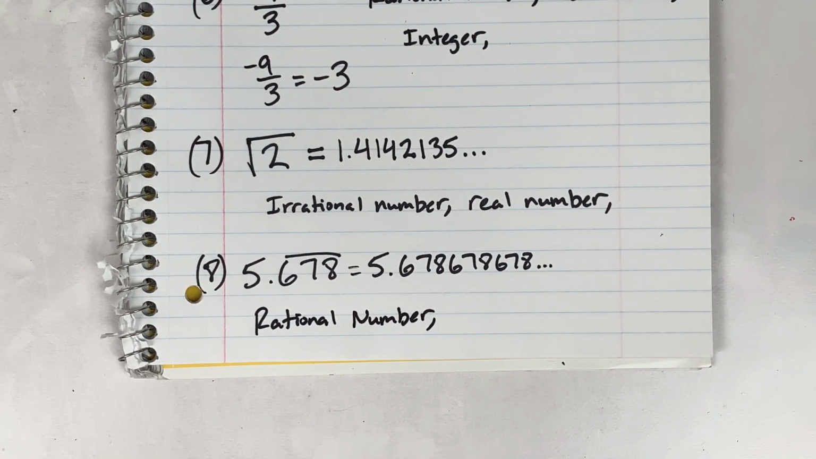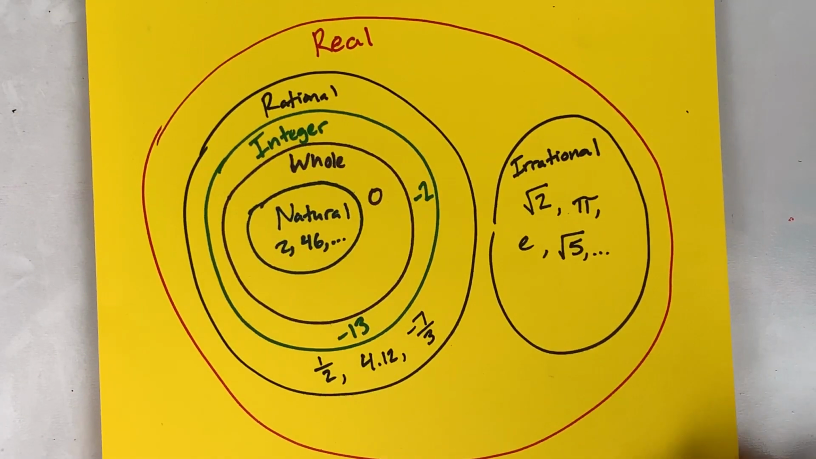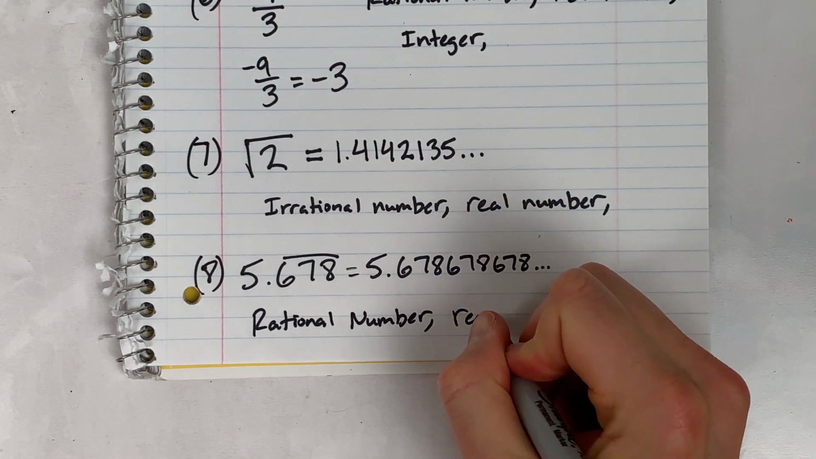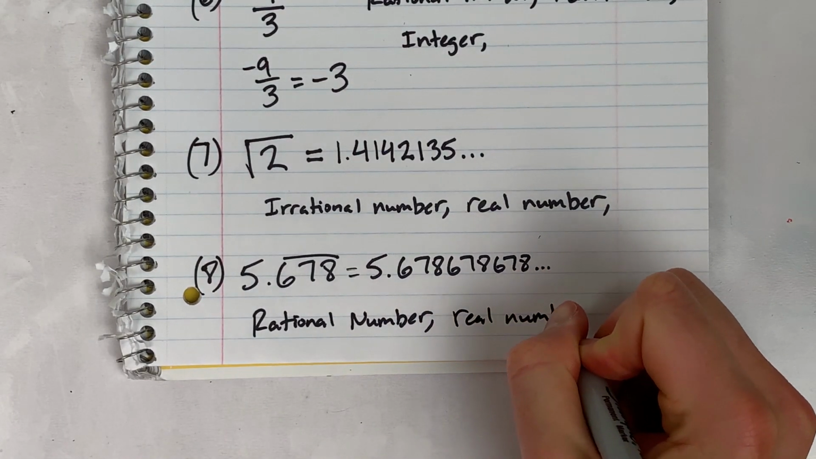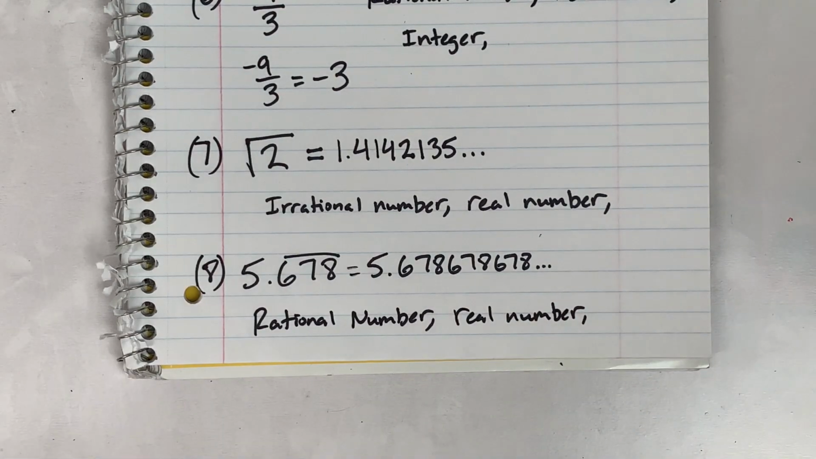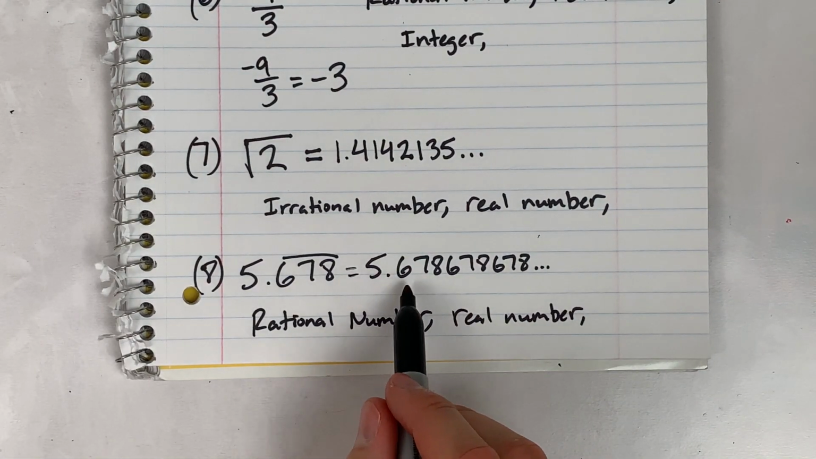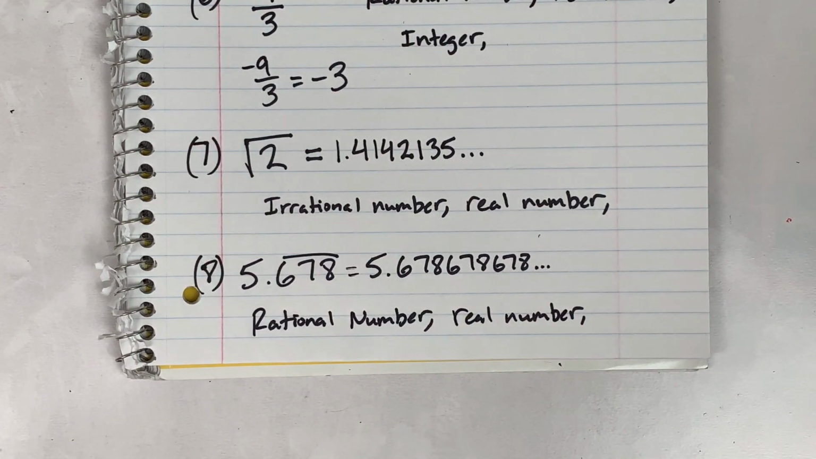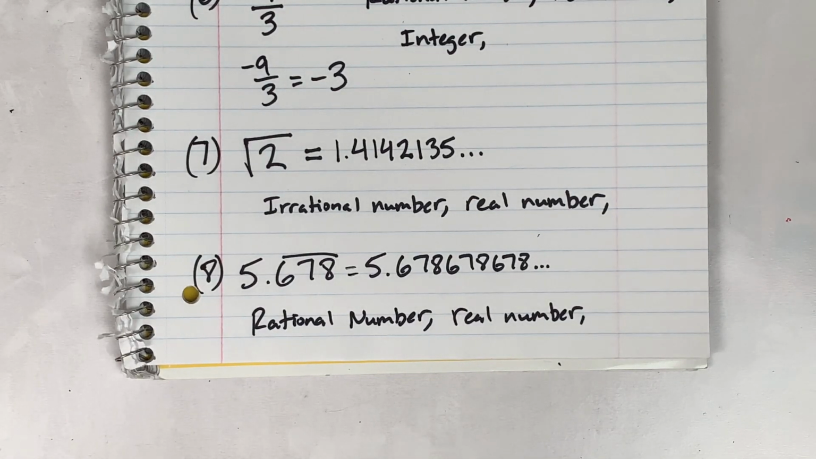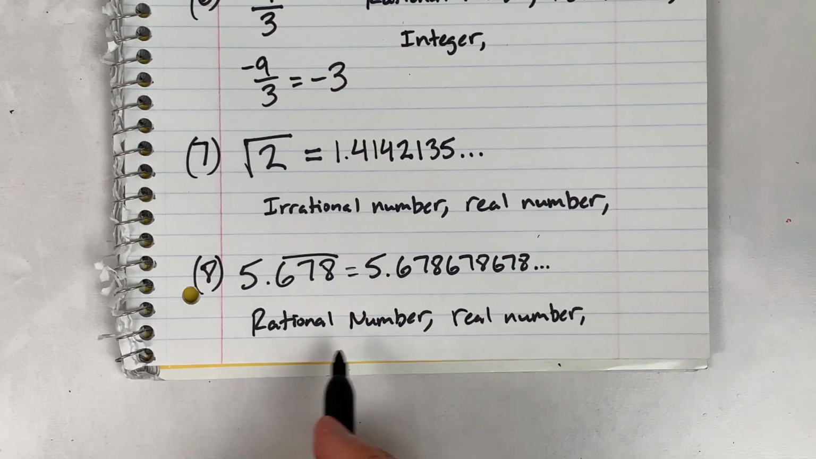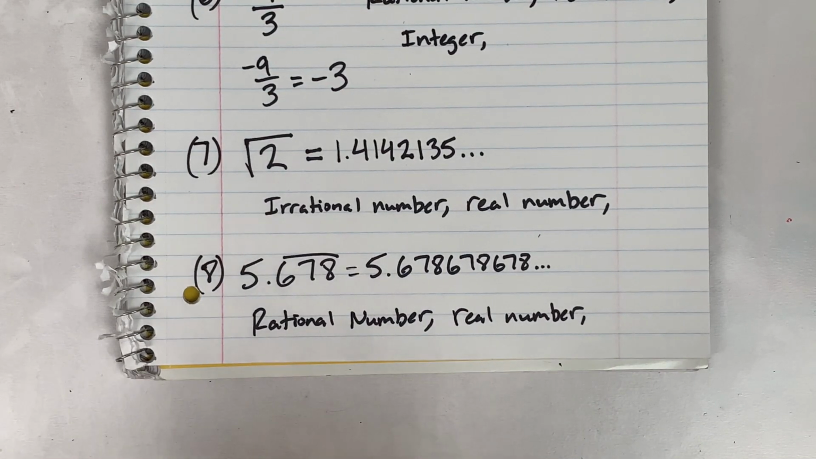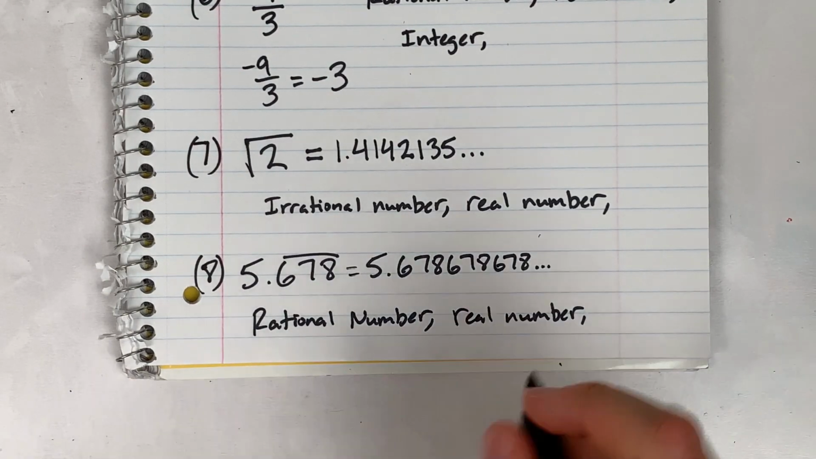And then by our picture, because it's a rational number, that means it's also a real number. And then, like we've done before, because there is a decimal part here, digits after the decimal point, we know that 5.678 repeating is not an integer, a whole number, or a natural number. And because it's rational, it's not irrational. So the only ways to classify 5.678 repeating are as a rational number and a real number.